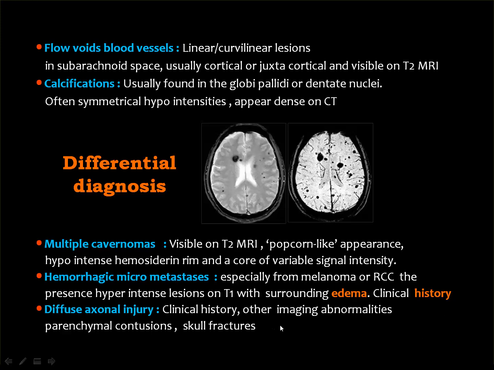Diffuse axonal injury, I will also discuss in the pediatric images, and this is easy to discriminate because of the history of significant trauma and the presence of skull fractures and the state of the patient itself. Patients with diffuse axonal injury are almost comatose.